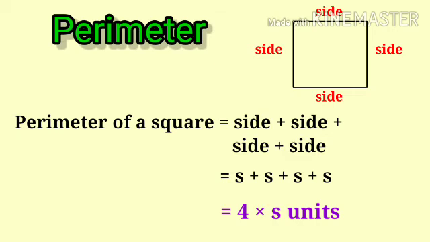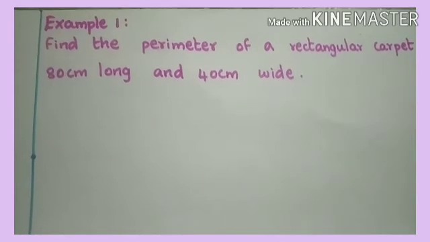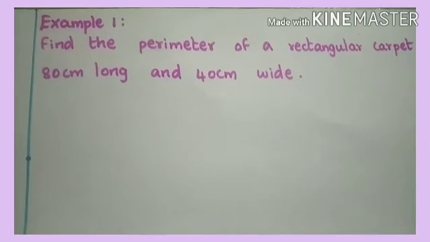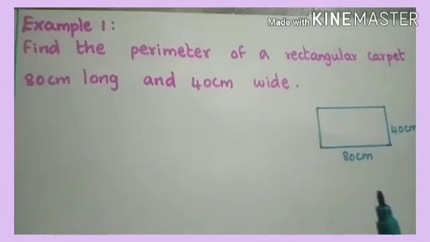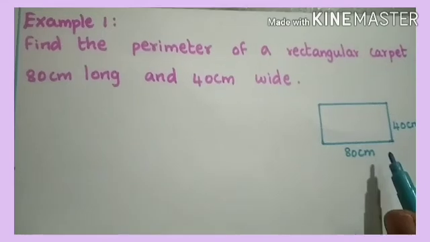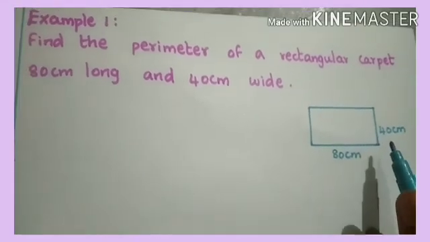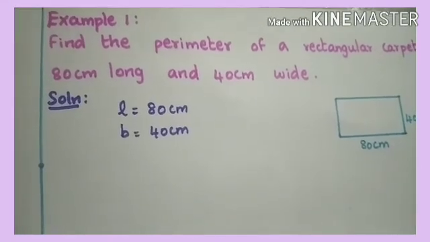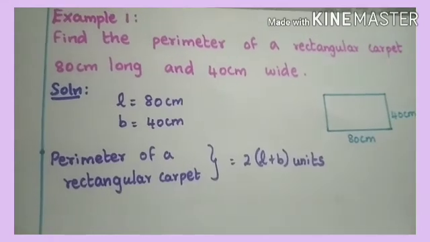Let us do some examples. Example 1. Find the perimeter of a rectangular carpet 80 cm long and 40 cm wide. In this sum, length and breadth are given. Here we have to find the perimeter of a rectangular carpet. What is given? Length is equal to 80 cm and breadth is equal to 40 cm. Perimeter of a rectangular carpet is equal to 2 into (L plus B) units.